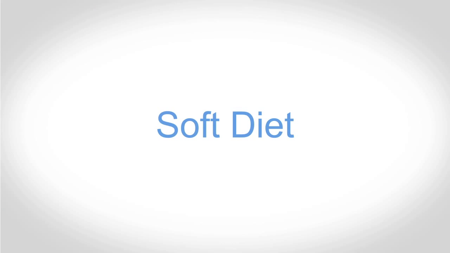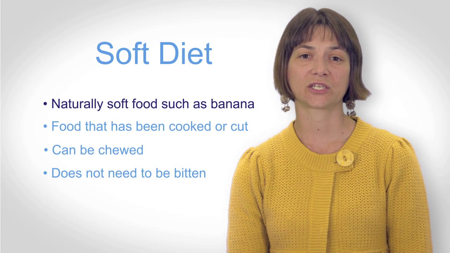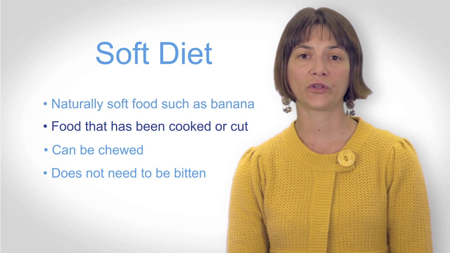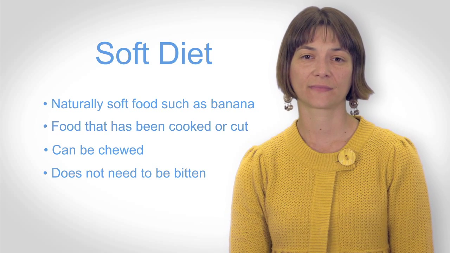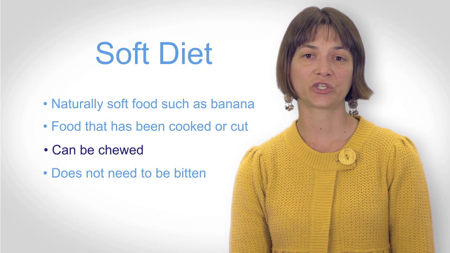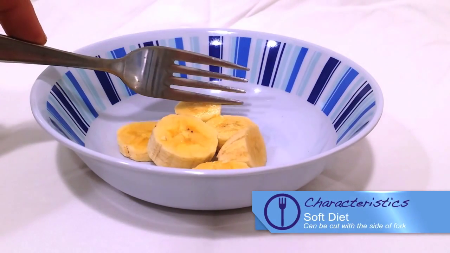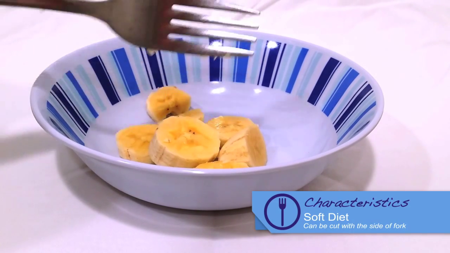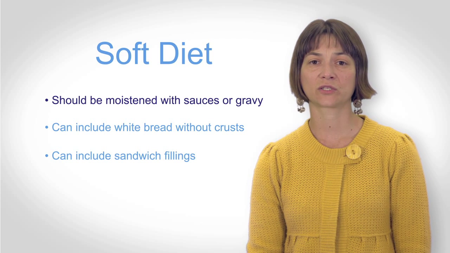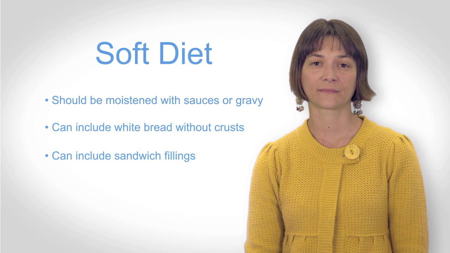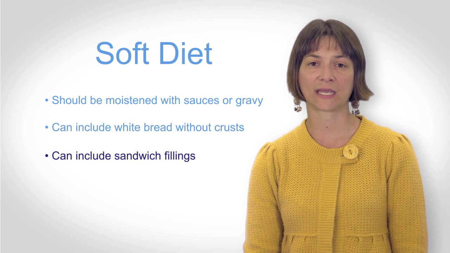Soft diet. A soft diet can include naturally soft food such as ripe bananas or food that has been cooked or cut up to get the soft texture. A soft diet can be chewed but does not need to be bitten, and the food can be cut up with the side of a fork. This diet should be moistened with sauces and gravy. It can include white bread with no crusts and soft sandwiches.